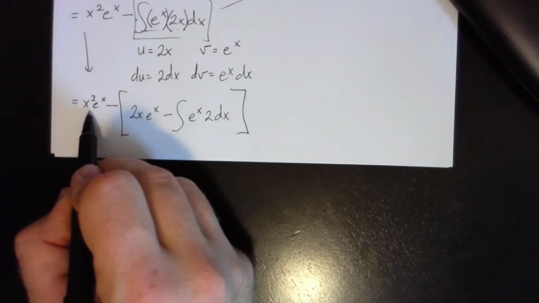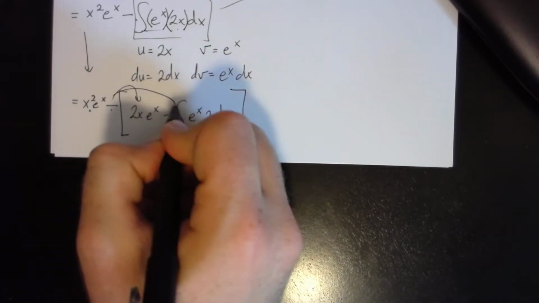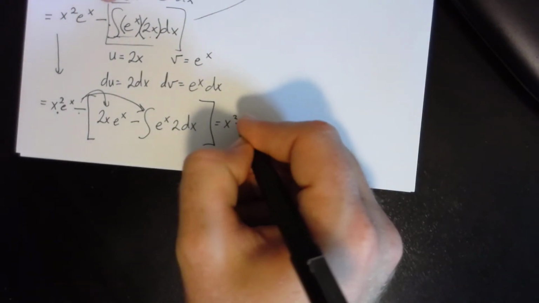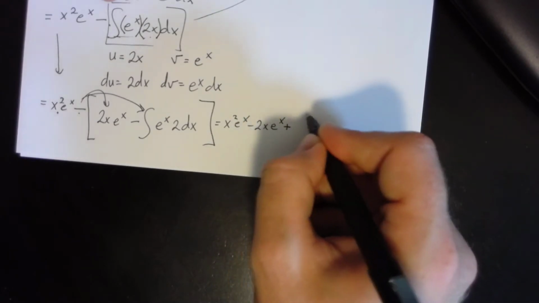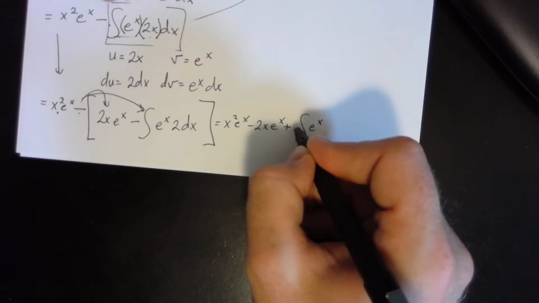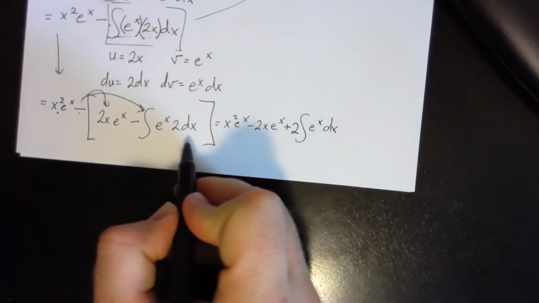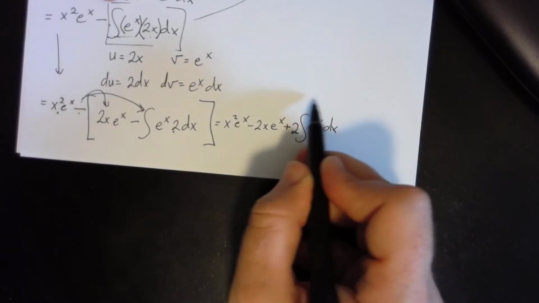So now I have this piece sitting outside. I'm going to distribute this negative right here to both those two pieces, and end up with x squared e to the x minus 2x e to the x plus the integral of e to the x times 2, which I'm going to go ahead and slap outside, dx. Again, that 2 came from this 2 right here. So with this done, all I have to do is evaluate this integral.